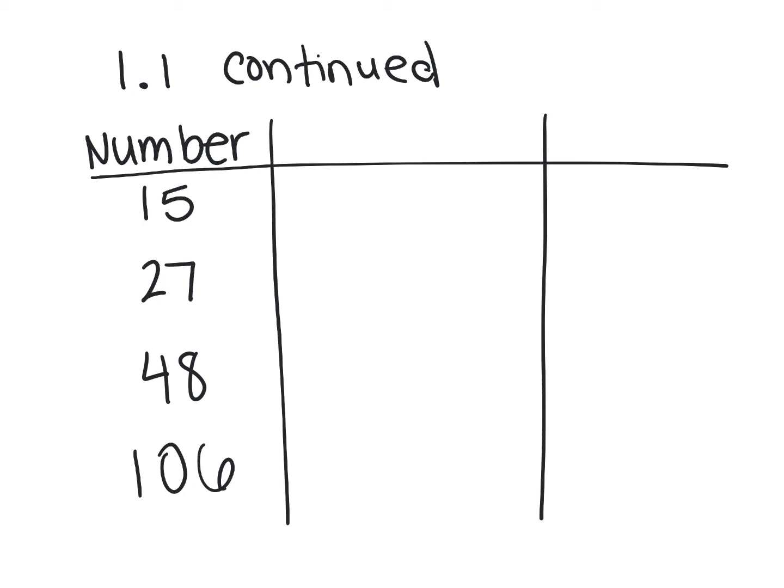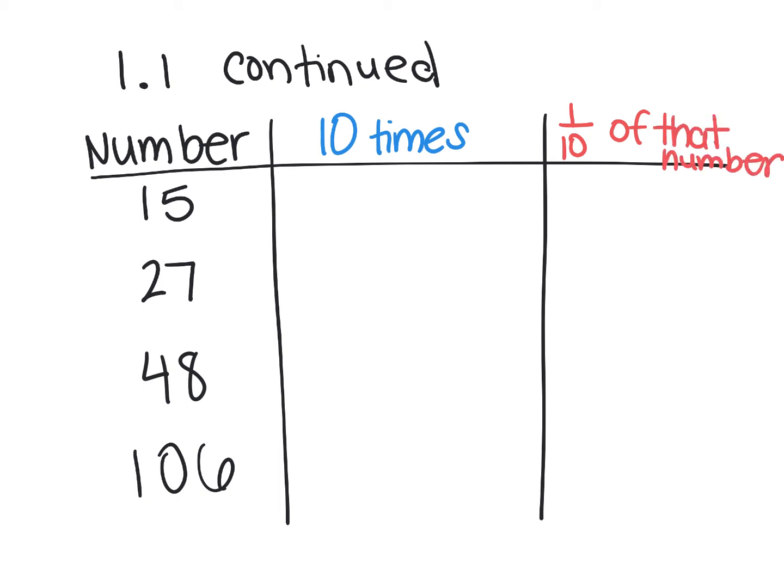In my second column, I'm going to write 10 times that number. In my third column, I'm going to do 1/10 of that number. And I'm using my given numbers written here in black. So again, my given numbers are 15, 27, 48, and 106.